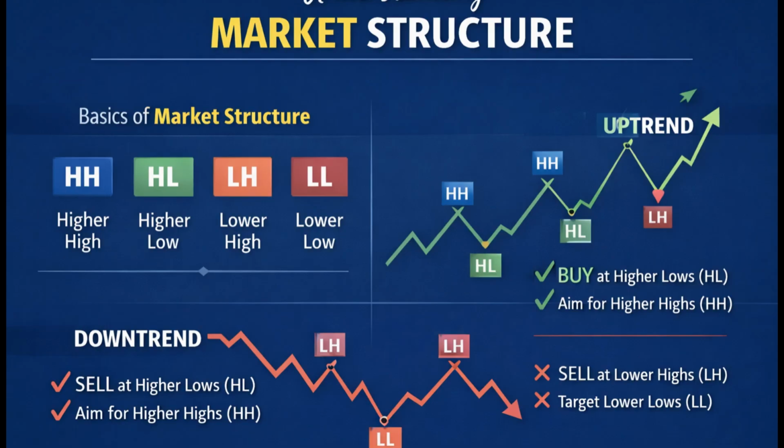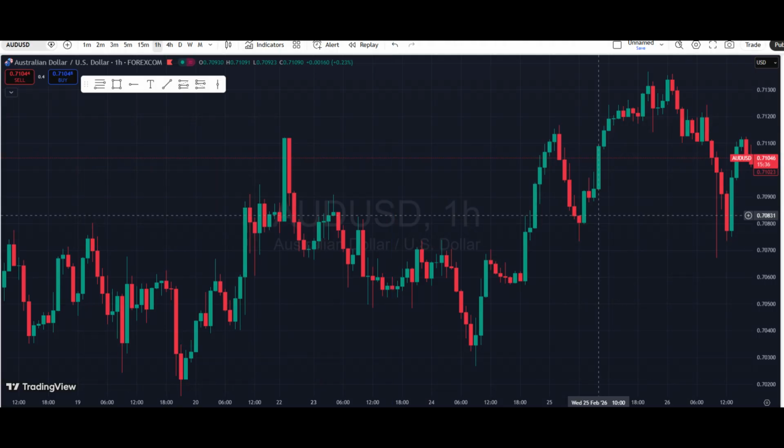You might actually ask the question, or probably you know what it is already. What is market structure? In simple terms, I can say market structure is the sequence of swing highs and swing lows. That's just it. So what do I mean? Market structure is simply the pattern of highs and lows that price creates on a chart, as you can see in this particular image.